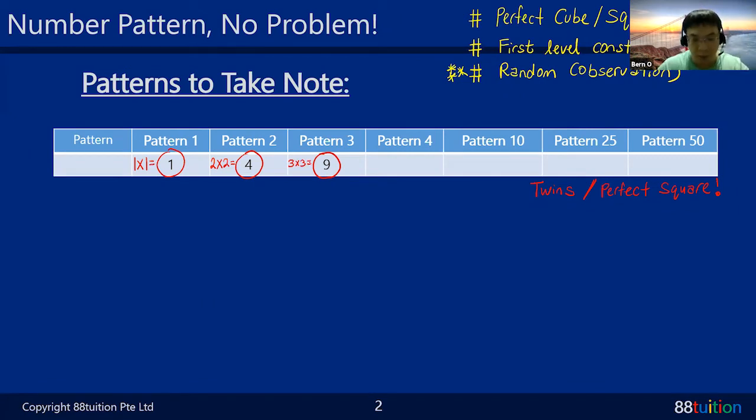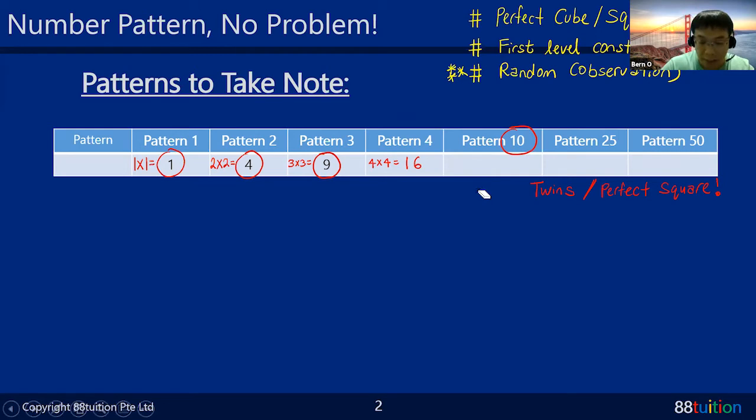The next one will be what? The next one will be 4 times 4 equals 16. Next one is 5 times 5, is it? 5 times 5 equals 25. Cher, what are you doing? We are looking at pattern 10. How can you put 5? Oh, yeah. So sometimes, don't go too fast, all right? You are supposed to slow down a bit. Look at what the question wants before you answer.